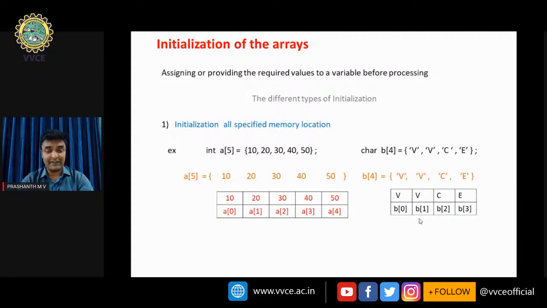So once I give the values like that, it will be stored like this. 10 will go to a of 0 position, 20 will go to a of 1 position, 30 will go to a of 2, 40 will be a of 3, 50 will be a of 4, like that.